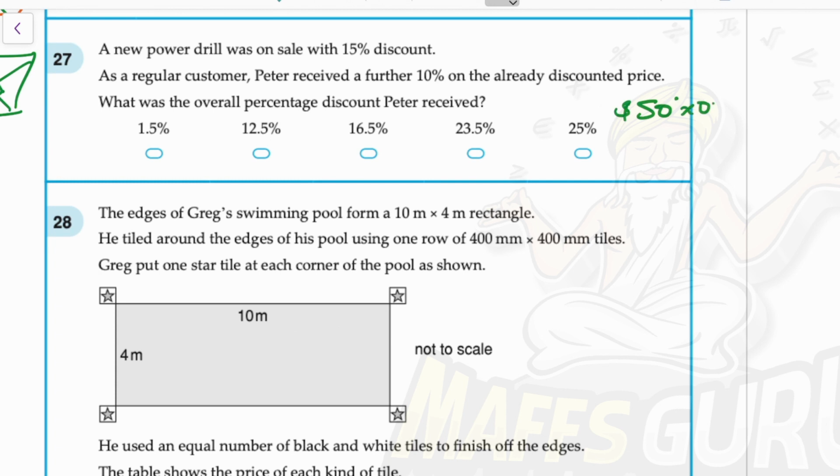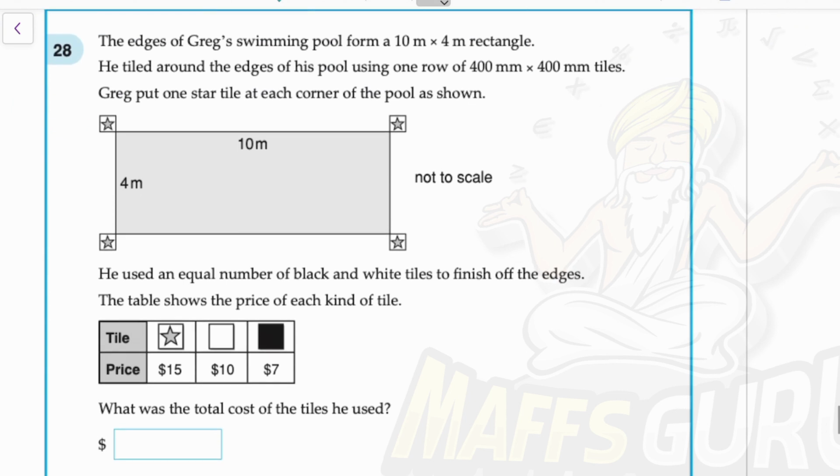So I'm going to times that by 0.85. Then I'm going to get a further discount, which is 0.9. And again, if you have me as a maths teacher, you won't really know what you're doing here. So 0.85 times 0.9 gives me 0.765. So in that situation, we would multiply by 0.765, which is the same as a 23.5% discount. So 23.5%.